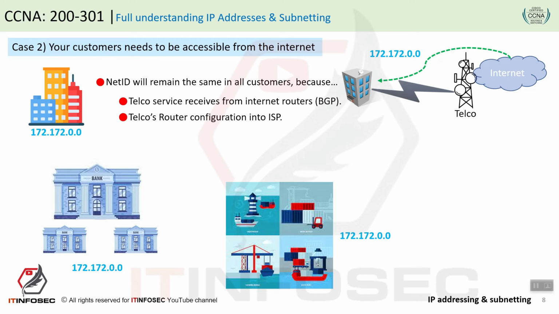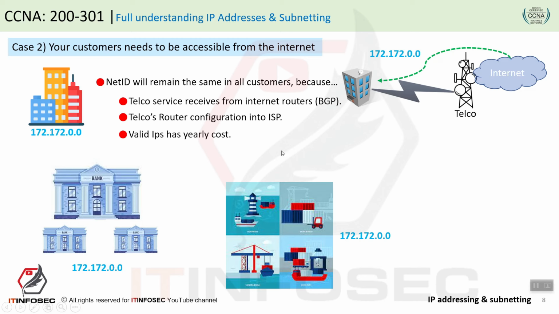In addition to the telco's routers, BGP is configured on neighbor routers, neighbor country routers, and telco communication routers, and the ISP router is configured to receive these packets. If you change the network ID, the telecommunication routers will not have any notification about the changed address, and your connection will be lost between your ISP and the telecommunications router.